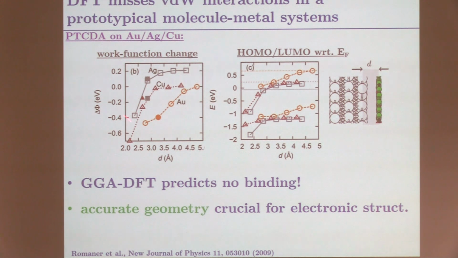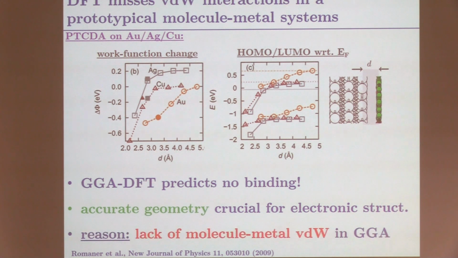Now you see that if we calculate the work function change as a function of the distance to the molecule, and I take all of these distances that the theory basically said are almost the same in terms of energy, you get very different work function modifications. And then if you look at the HOMO-LUMO energy, how they align to the Fermi level of the metal surface, also these numbers change a lot if I change the distance between the molecule and the surface.